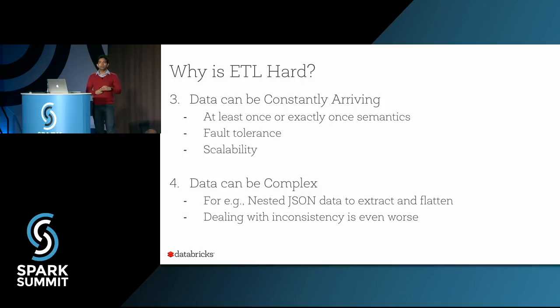And finally, to make matters really worse, the data itself that you're trying to read and extract can be quite complex in practice. For example, it's not very uncommon to have deeply nested data, in the case of JSON, that needs to be extracted and flattened out. And together with all the problems that we talked about, if you're dealing with complex data, all amounts of inconsistencies and all amounts of missing data make these problems even worse.